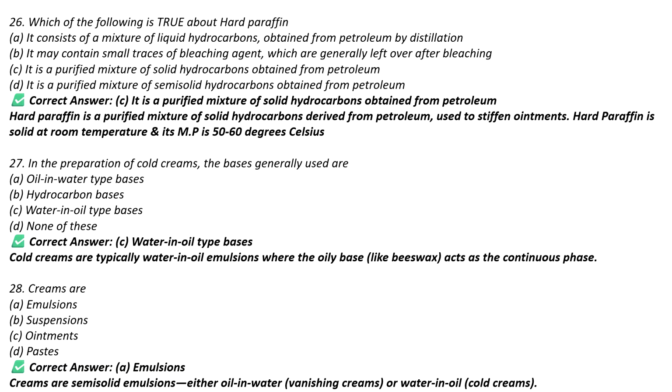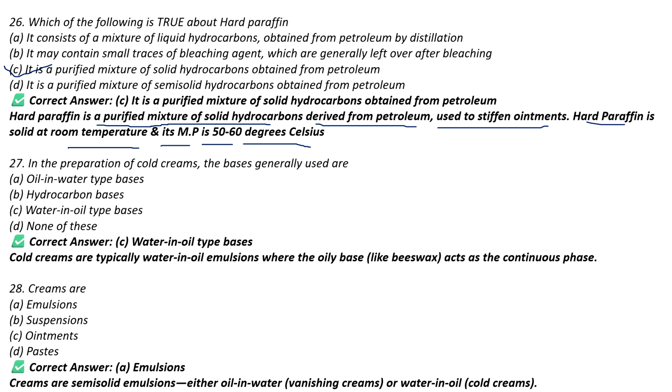So hard paraffin is basically a purified mixture of solid hydrocarbons that is derived from petroleum, used to stiffen ointments. Hard paraffin is a solid at room temperature and its melting point is considered to be around 50 to 60 degrees Celsius. So we can say option C, that states that it is a mixture of solid hydrocarbons obtained from petroleum, is a correct statement with respect to hard paraffin. So moving on to the next question.